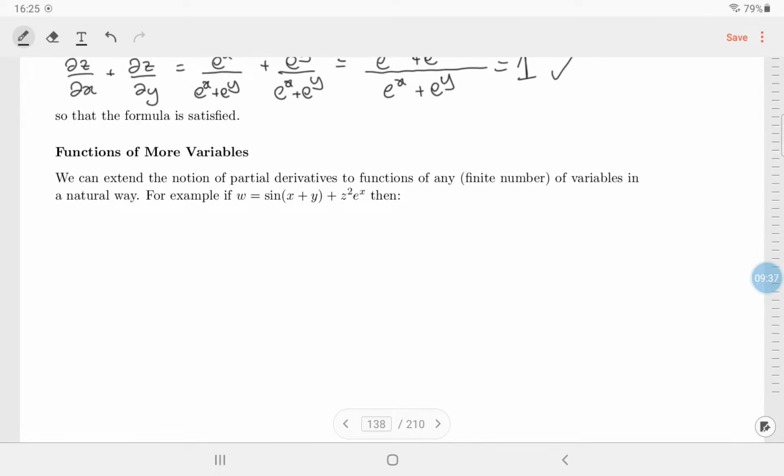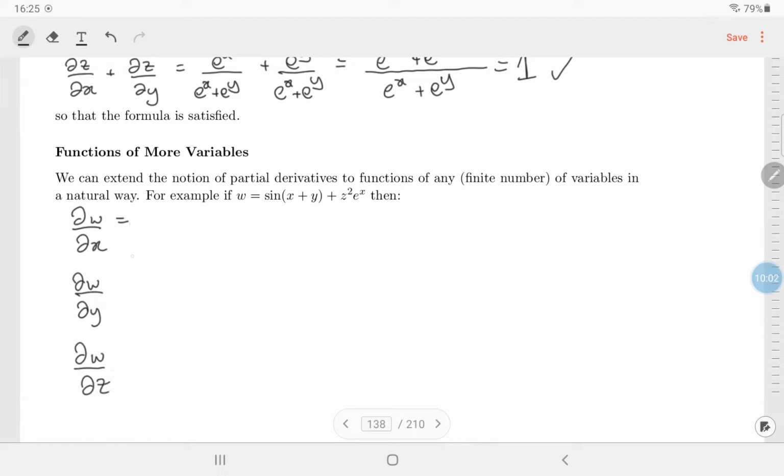Right, now you can extend it. It doesn't have to be just a function of 2 variables. You can have a function of 3, 4, 5, whatever, as many as you want, in fact. So for example, here we've got a function of x, y, and z. So you've got 3 first derivatives. You've got the derivative of w with respect to x, we'll have a look at that. The derivative of w with respect to y, we'll have a look at that. And the derivative of w with respect to z.